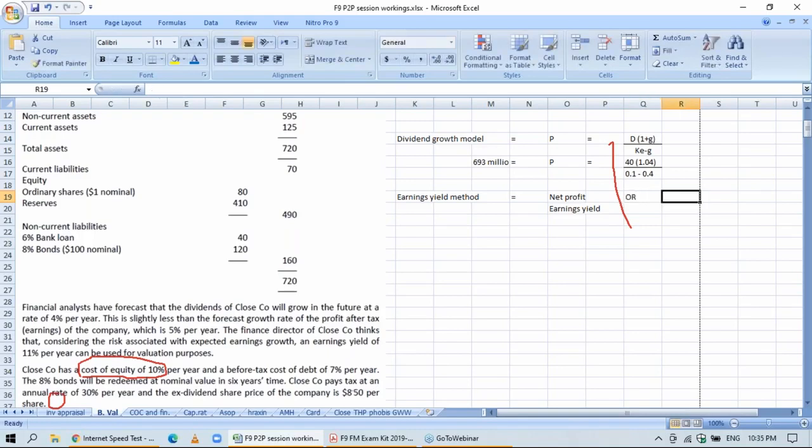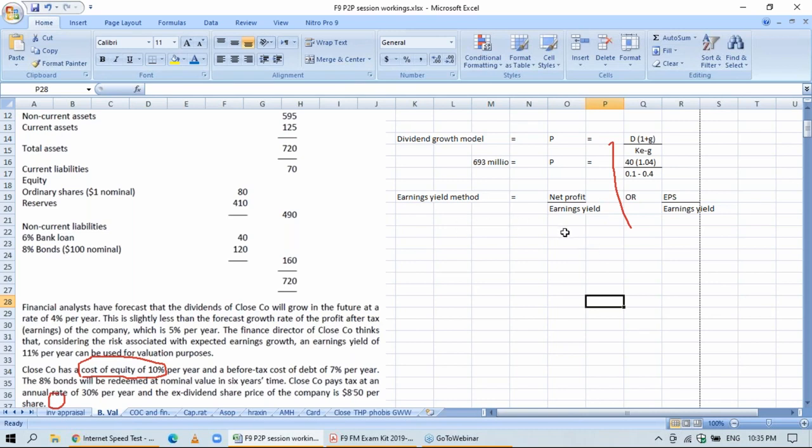EPS, earnings per share, divided by earnings yield. If you use EPS divided by earnings yield, you will get the share price per share. And if you use net profit divided by earnings yield, you will find the value of the whole company, of all the shares of the company.